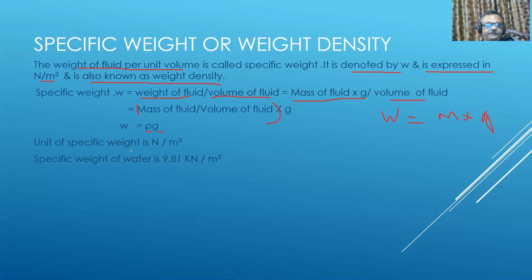So the unit of specific weight is Newton per cubic meter. So the specific weight of water is 9.81 kilonewton per cubic meter. So this you have to keep in your mind.